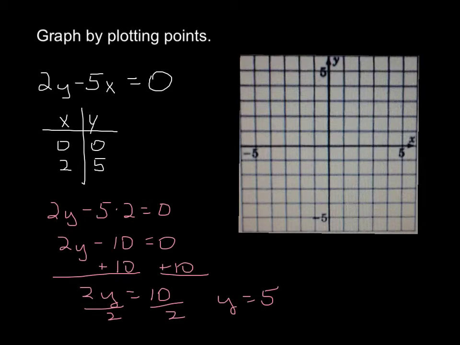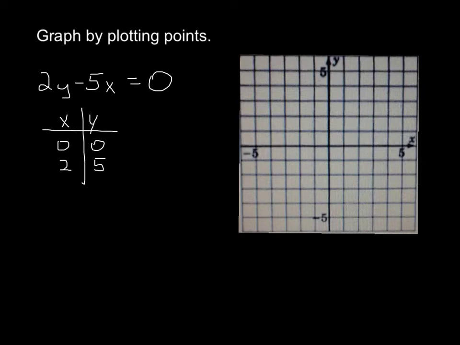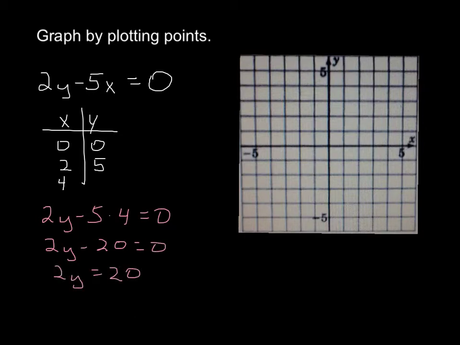And since we now have 2 points, we can graph the line, but let's go ahead and do one more point so that we can make sure our graph is correct. Okay, so let's choose x equals 4, and we get 2y minus 5 times 4, 2y minus 20, 2y equals 20 by adding 20 to both sides, and then when you divide both sides by 2, you get that y equals 10. So here's the first point, 0, 0. Let me do that in blue.